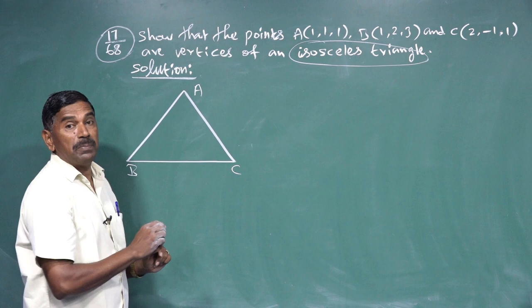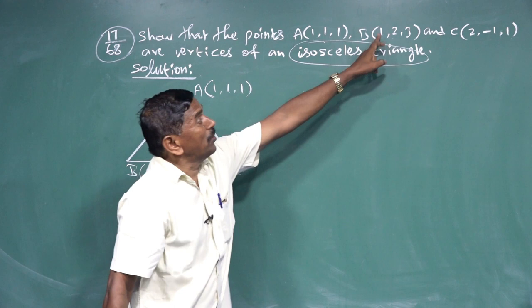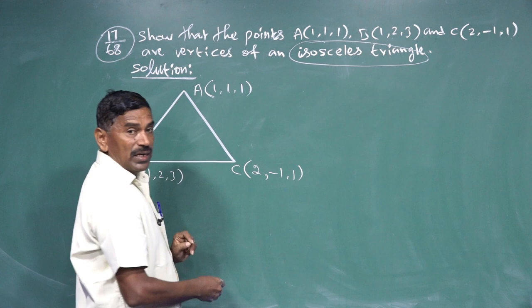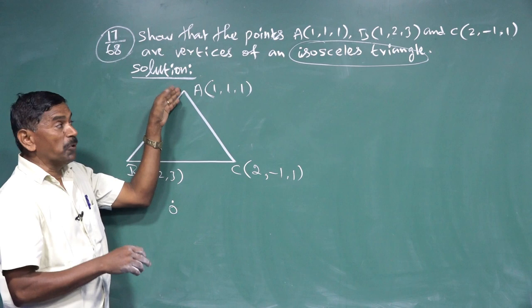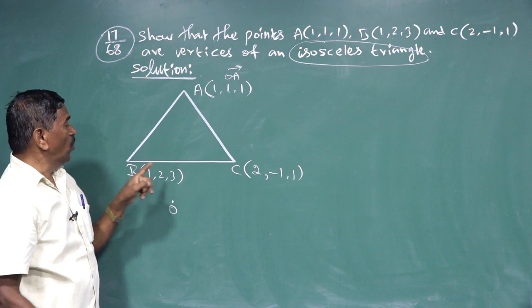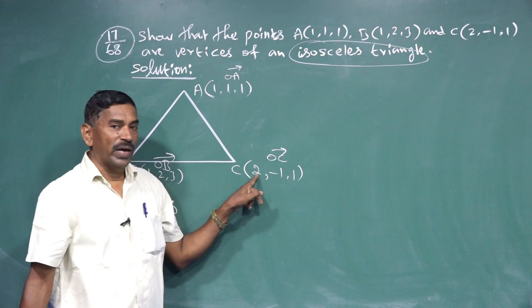Can you tell me what A is a point of? A is a point of 1, 1, 1. B is a point of 1, 2, 3. C is a point of 2, -1, 1. Okay, let O be the origin. The position vectors of the points A, B, C with respect to origin O are given by: OA vector equals î + ĵ + k̂. OB vector equals î + 2ĵ + 3k̂. OC vector equals 2î - ĵ + k̂.